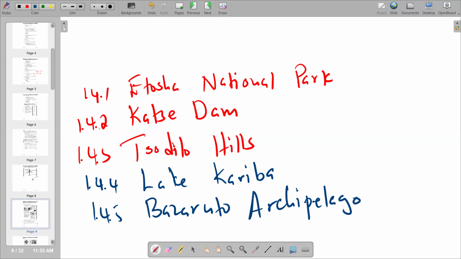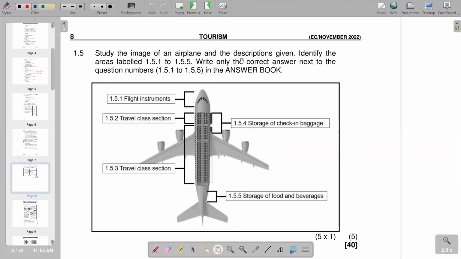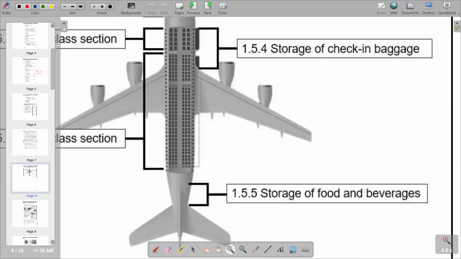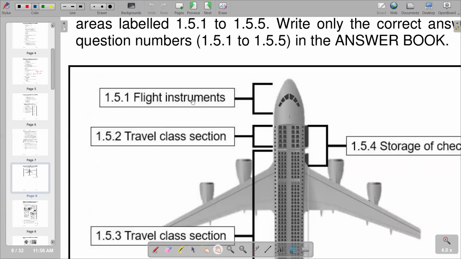And then we move on to the next section, whereby we are having 1.5, which is the last part of our question. It is study the image of an airplane and the descriptions given. Identify the areas labeled 1.5.1 to 1.5.5. Write only the correct answer next to the question number. So we have the diagram here, and we have to identify what we have there. So on 1.5.1, it's certain flight instruments and we are supposed to identify the part that is highlighted.